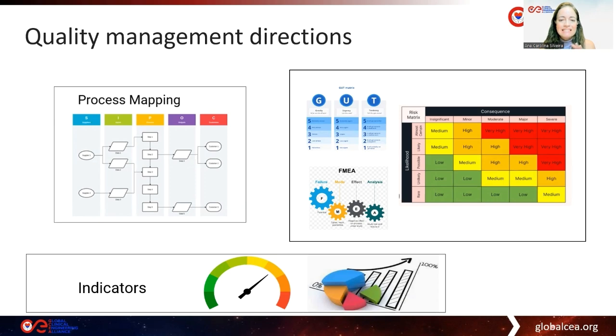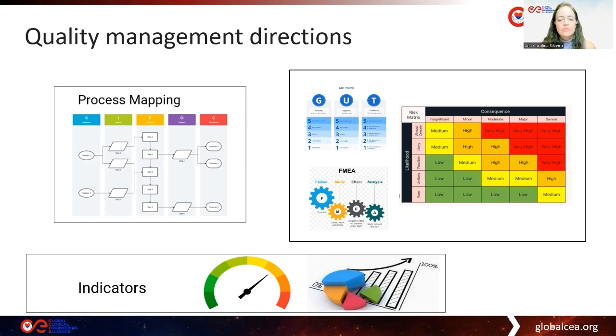When the institution decides to map their processes, in the beginning, nobody likes it, but later on, they say that it was really important to make them understand where the problems were, where the gaps were, and how each process related to each other. Risk matrix.